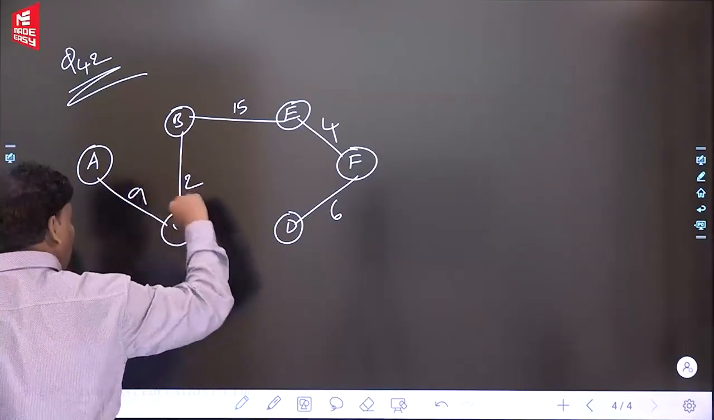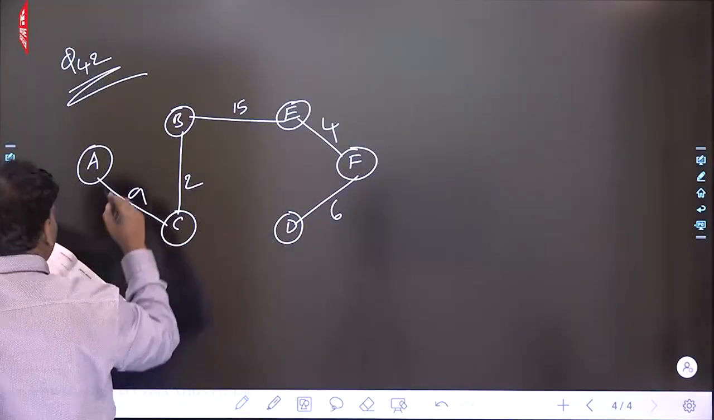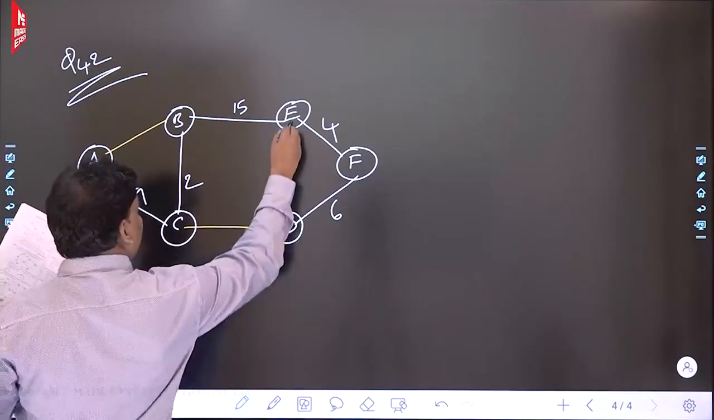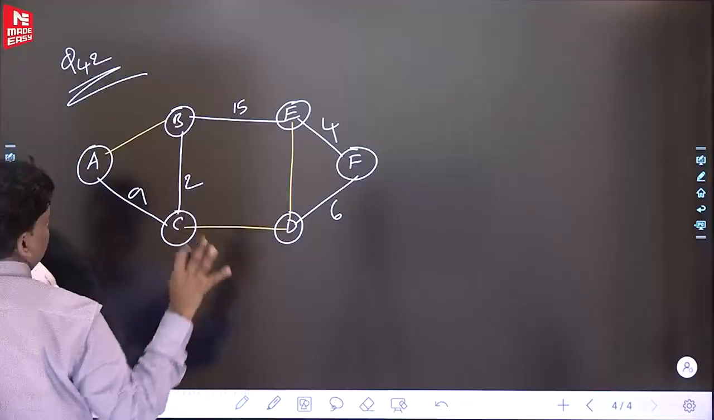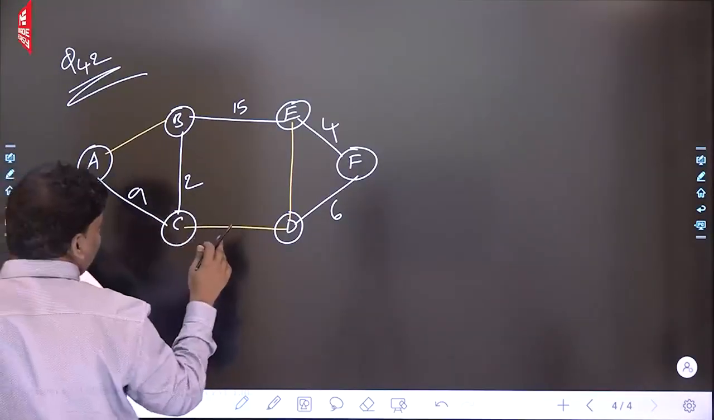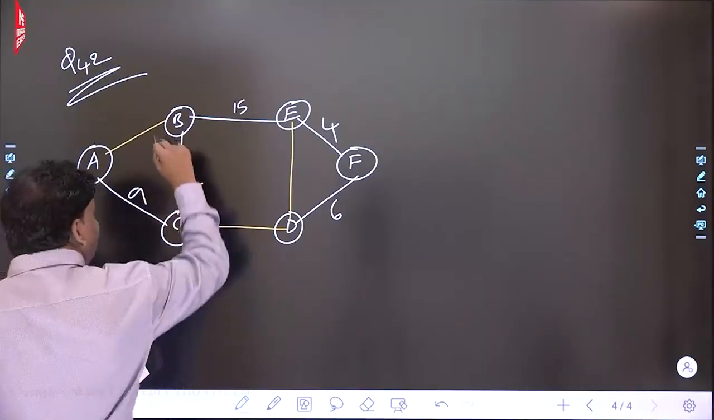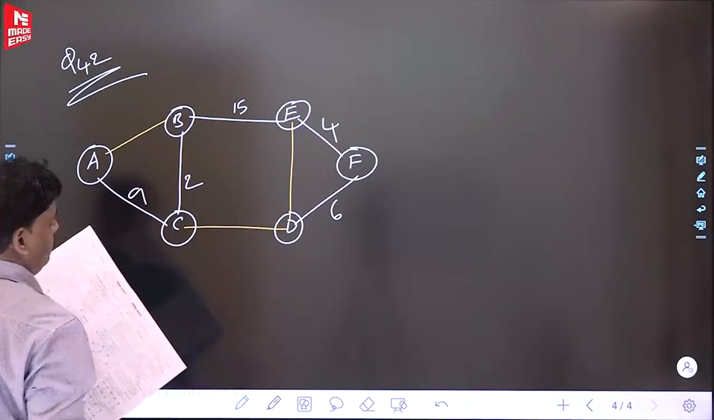In this graph I have written, as of now, 5 edges with edge weights. But actually how many edges are there? One more edge is here. One more edge is here. One more edge here. Totally 5 plus 3. This graph actually contains 8 edges. But out of them, 5 edges are given with edge weights. For the remaining edges, edge weights are not there.